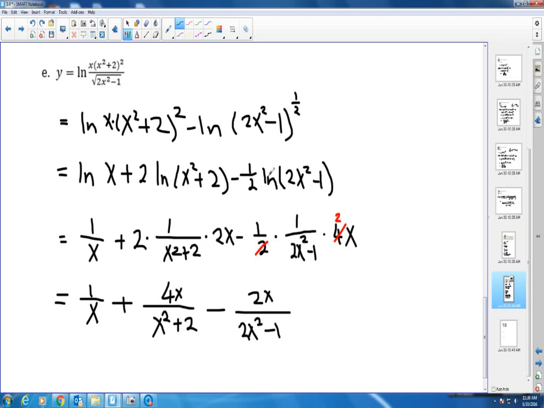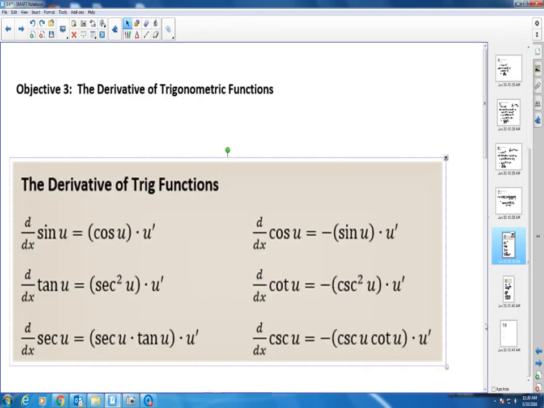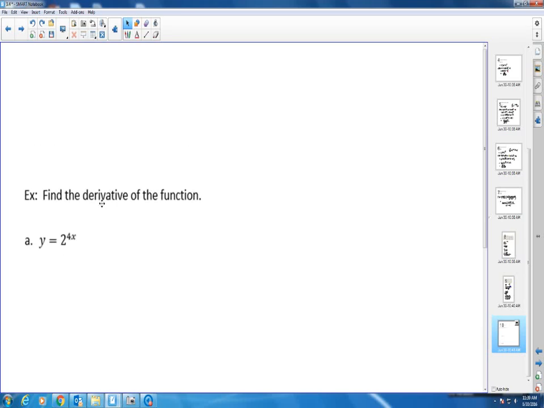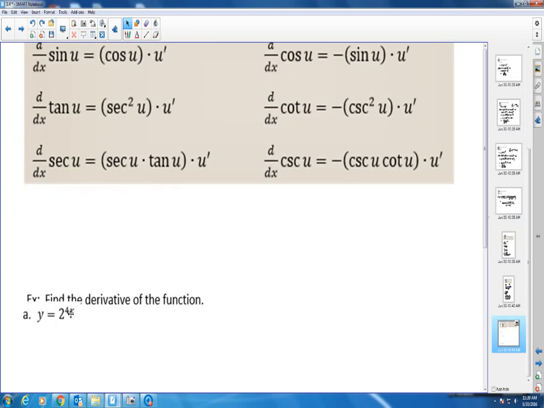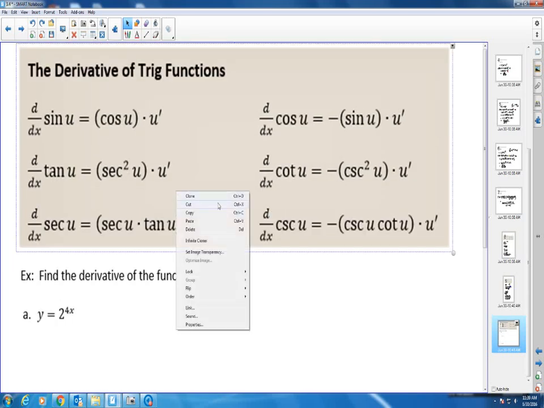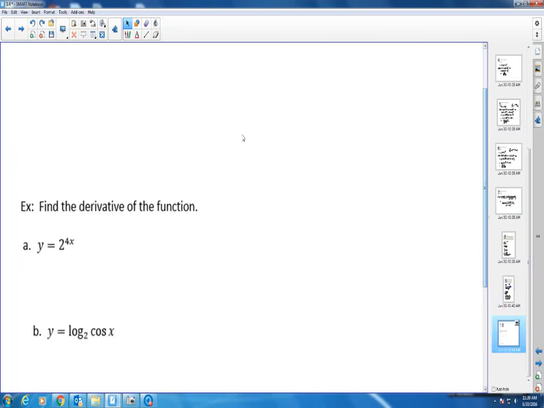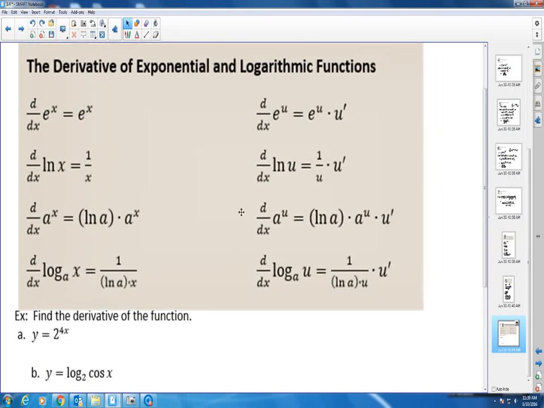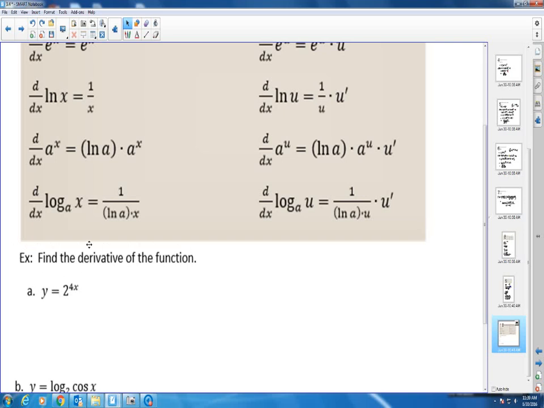Alright, let me bring these guys back again. I'm going to copy and paste it. Alright, let's deal with bases other than e here. These got the wrong one right here. So rather than me flipping back and forth, I'm just going to do it like this. Alright, so bases other than e.